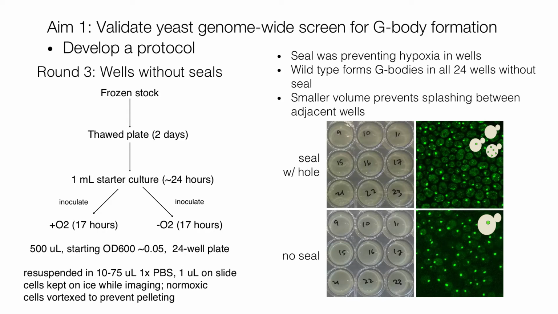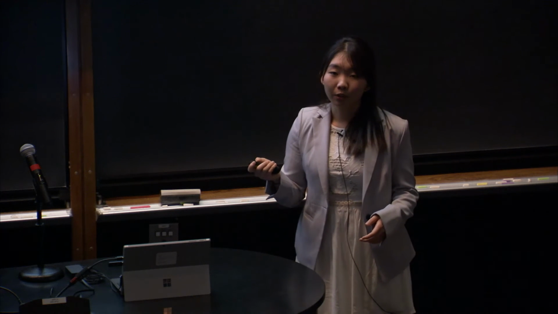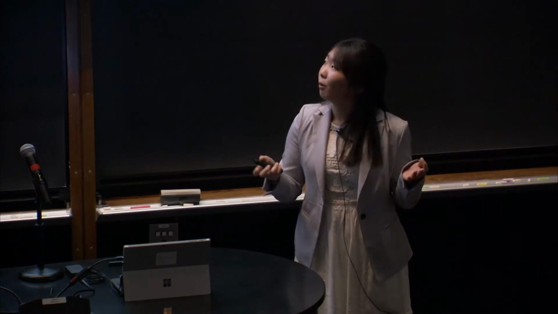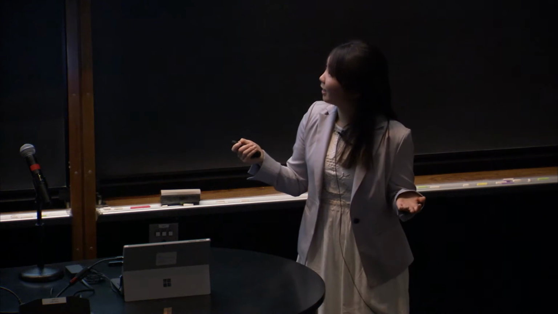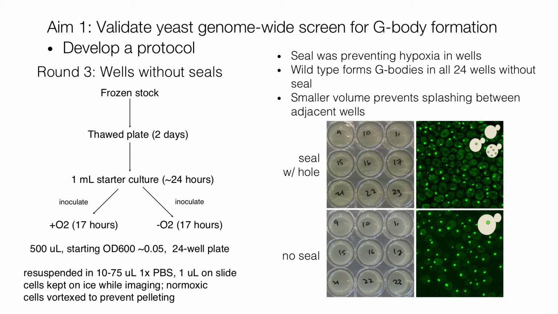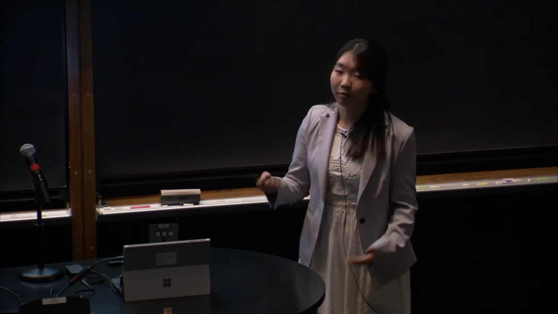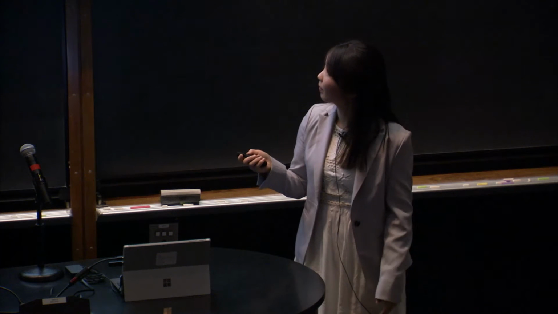The problem with this protocol, so I was using 24-well plates and I put a seal to prevent cross-contamination since it's in the shaker. The problem was that my positive control, which is the wild type, which if you'll remember has 1 G-body per cell, was not performing consistently. Some days I would have no G-bodies in any of the cells, some days I would have fracturing, some days I would have what I wanted. Because my control wasn't consistent, I couldn't trust the rest of my results. So I needed to find a method that would give me consistent control behavior.